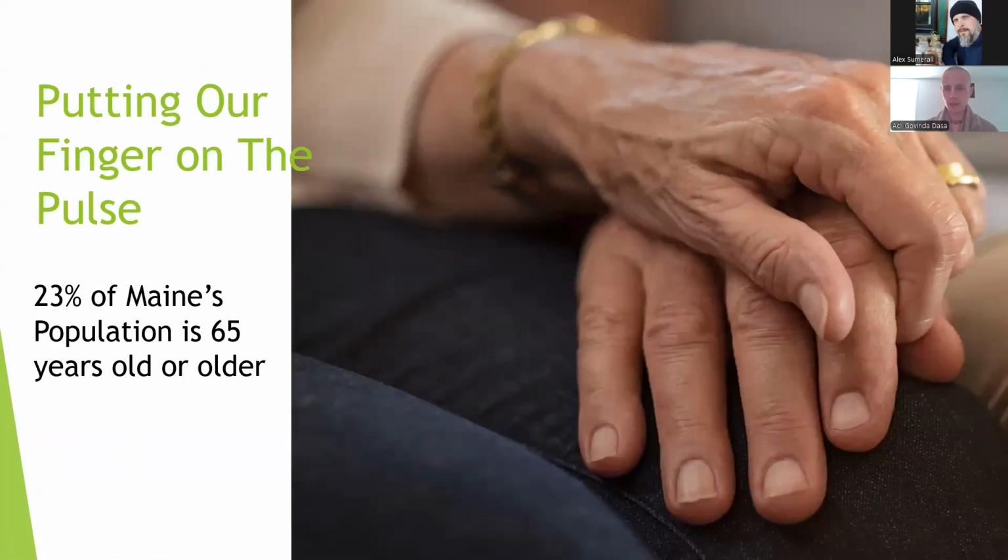Another statistic worth noting is that 23% of Maine's population is 65 years or older, and that is the highest rate in the nation. So another at-risk population is our elderly and people who are at risk for poverty or homelessness and who are at risk for chronic diseases, and people who we need to consider as we move forward creating innovative solutions for our social problems.